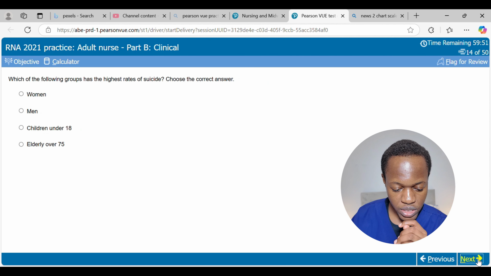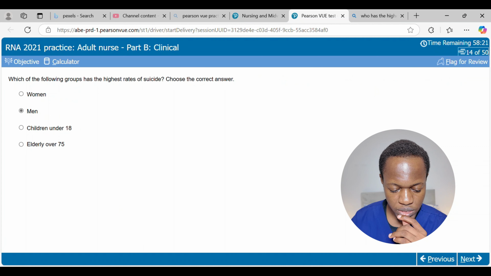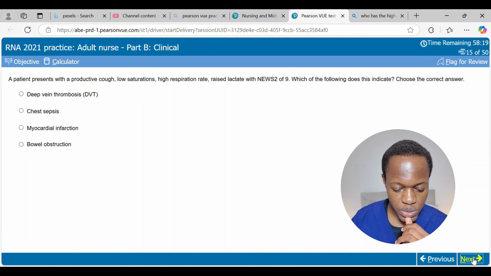Which of the following groups has the highest rates of suicide? It's men. I am 100%, no, 99% positive that it's men. So I chose men. Next question says, a patient presents with a productive cough, low saturations, high respiration rate, raised lactate with NEWS2 of 9. Which of the following does this indicate? I think it indicates chest sepsis. Yeah, I'll go for chest sepsis.